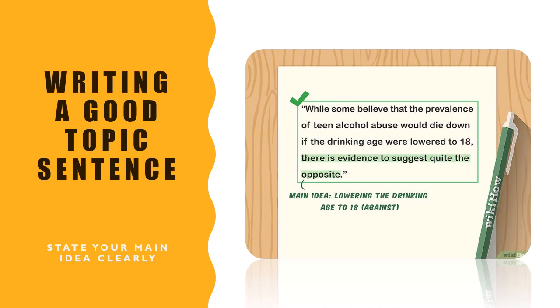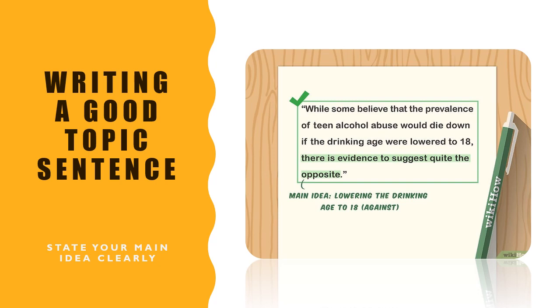So number one, state your main idea clearly. Because your topic sentence is likely the first sentence of the paragraph, it needs to clearly state the subject matter of your paragraph without being wordy or difficult to understand. It must include your topic and an opinion or your controlling idea. Make sure that the following sentences have details related to your topic sentence.